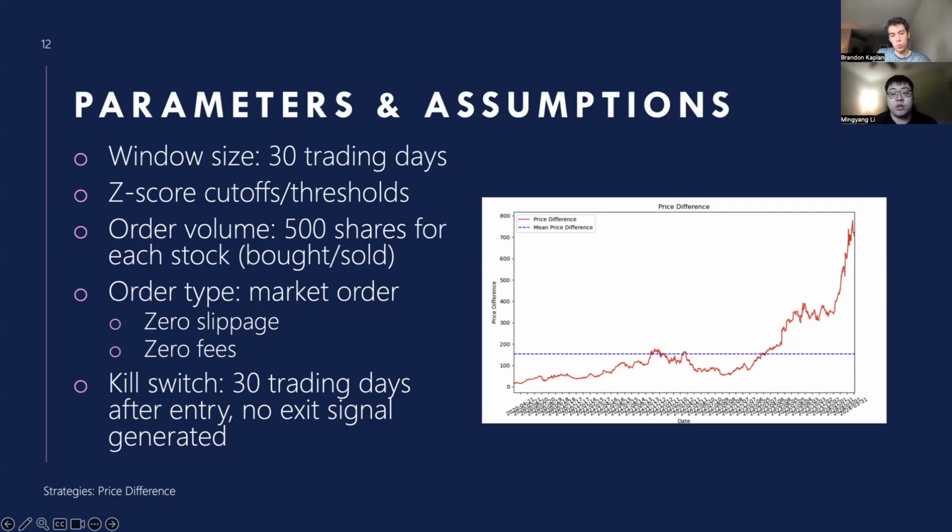To make things consistent, we use this justification. And for the order type, we just think this is a kind of market order, and there is no slippage and fees. And if there is no exit signal generated after 30 trading days, we will just close our position with the most available market price.